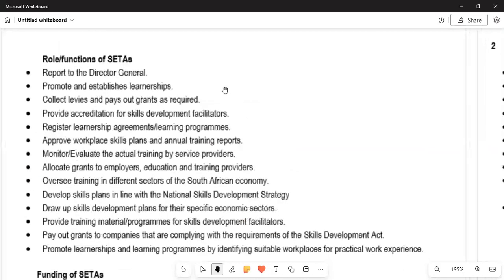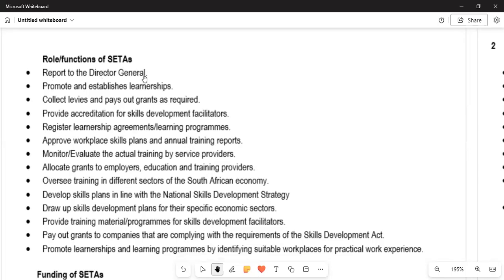Now we are coming to the role and function of SETA. Like I've said, I will always remind you about SETAs, whereby you say Sector Education and Training Authorities. What are their functions that are provided by this sector? So the first function is they report to the Director General. They report to the Director General. It's very important to know that.